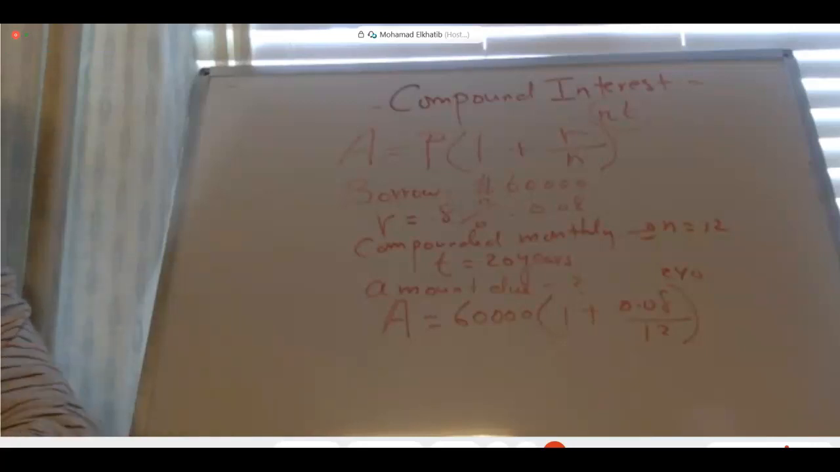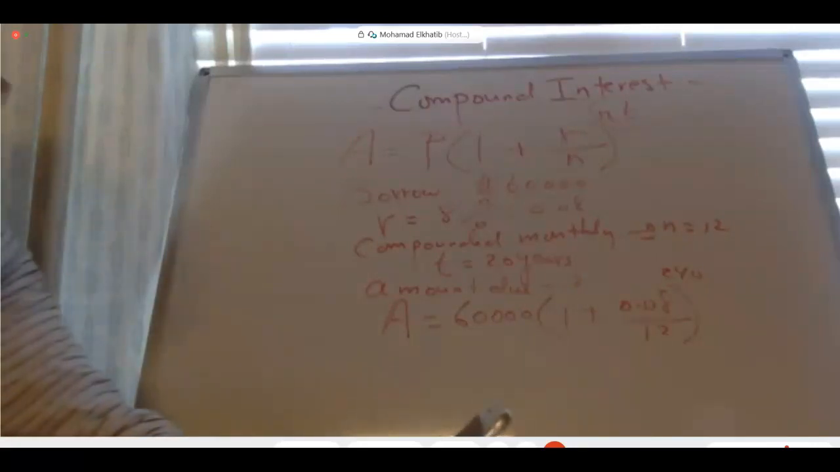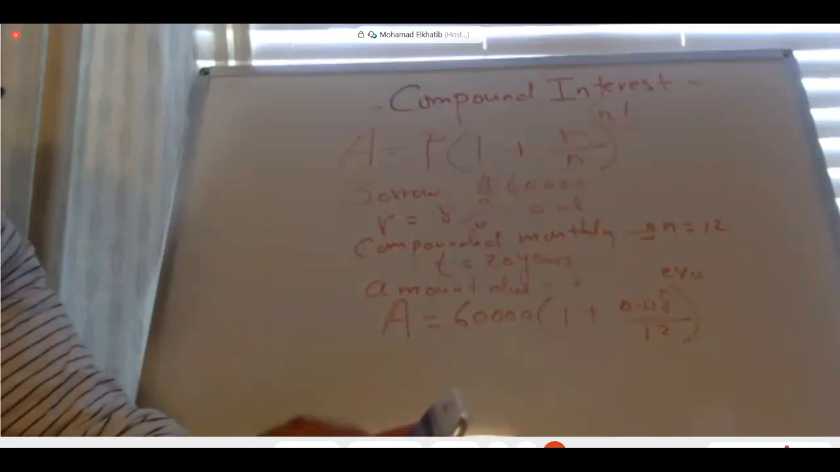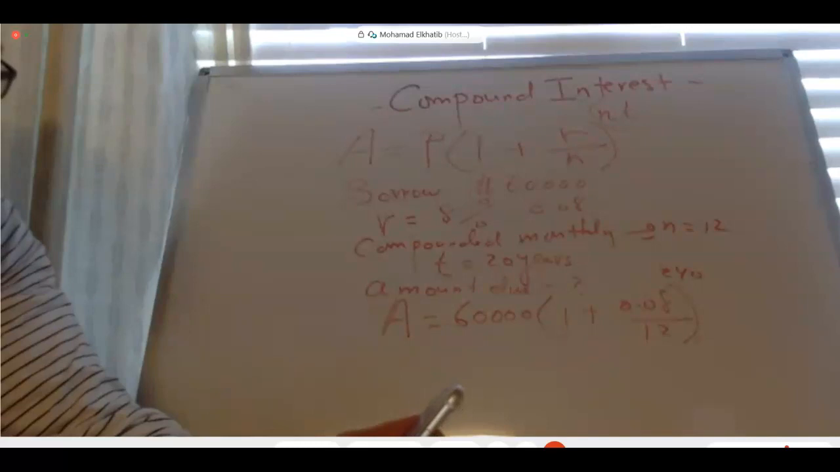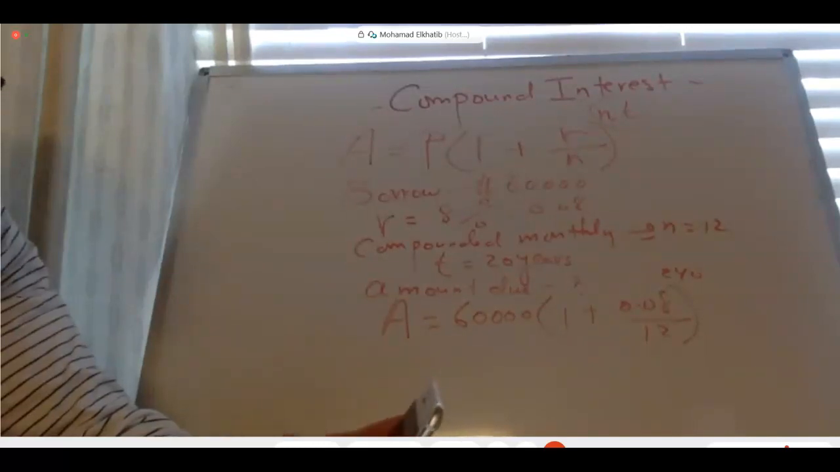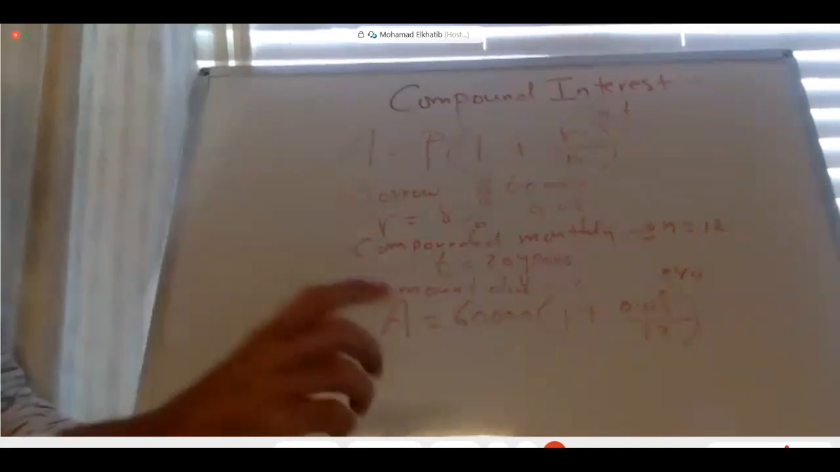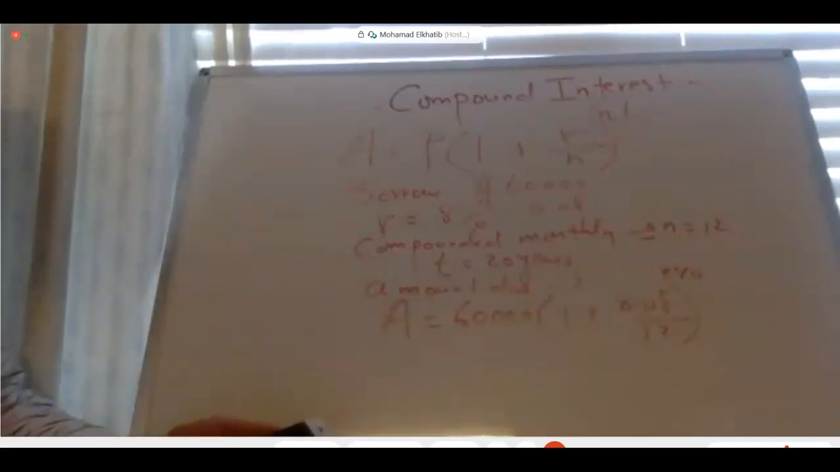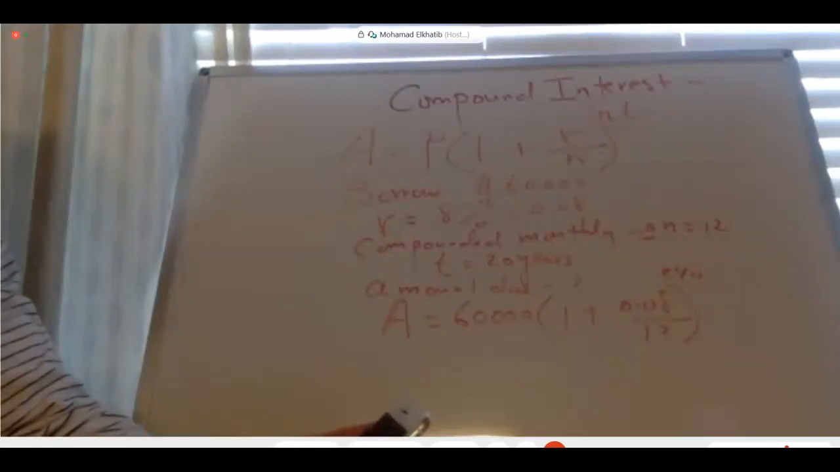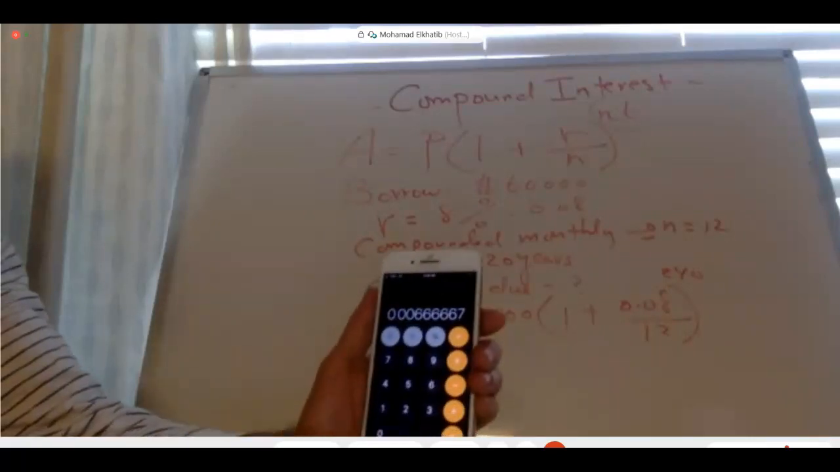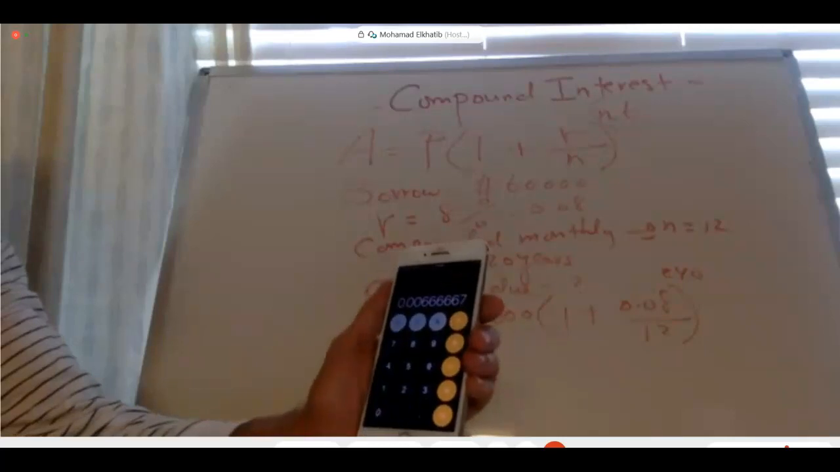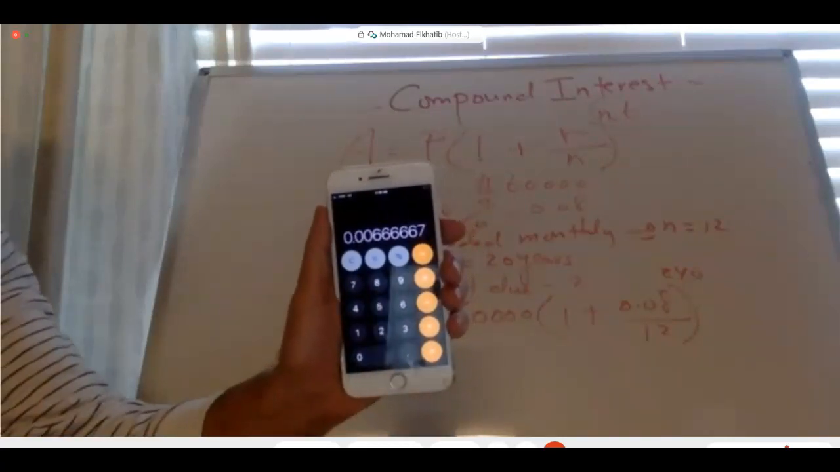Okay. Now, get your calculator ready. Everybody, I'll wait till everybody has a calculator ready. Ready? Let me know when you're ready. Everybody got the calculator? Yes. Ready? The first thing you do is the fraction. You divide 0.08 by 12. 0.08 divided by 12 equals. I got 0.0066 something. Did everybody get that? Yes.